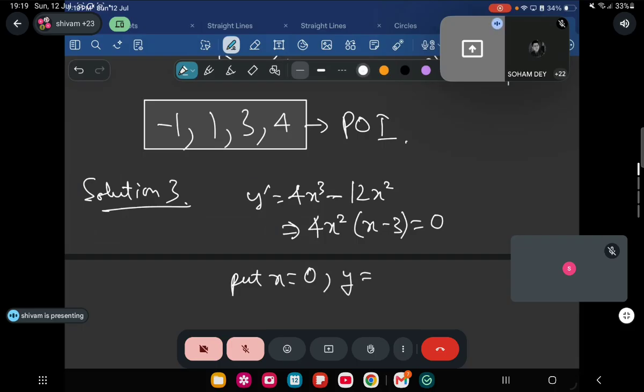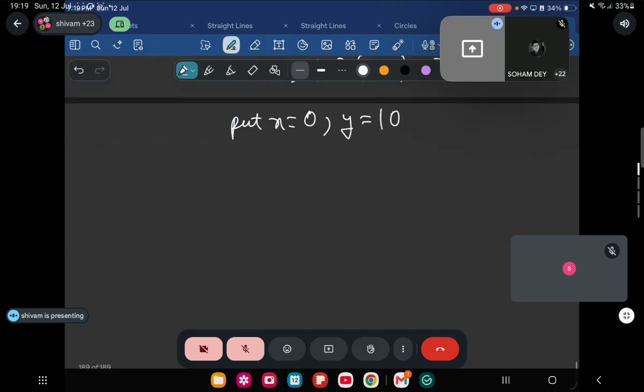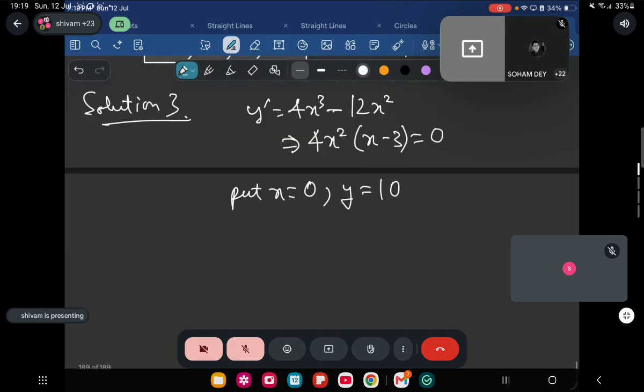What is the value of y? Tell me. Oh, y dash. I'm talking about y. Okay, everyone. Now we'll check for the change in sign. Over here, let us check for the change in sign in y dash.